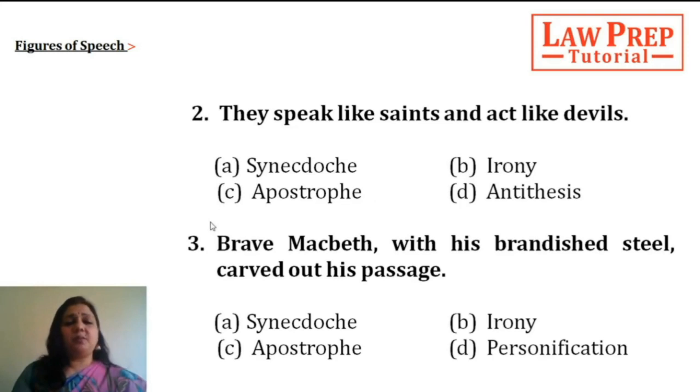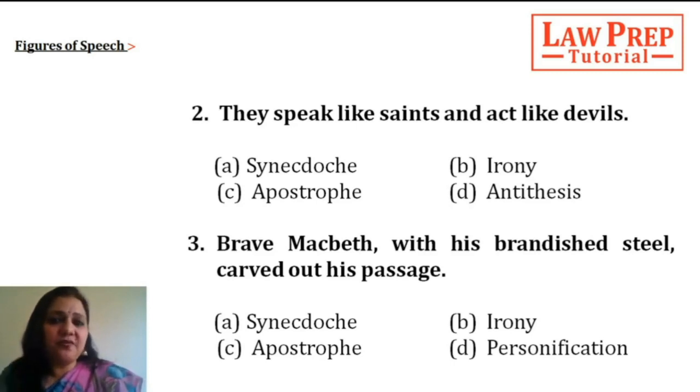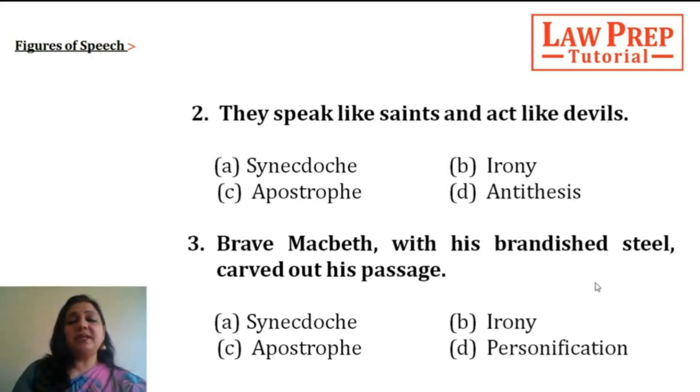"Brave Macbeth with his brandished steel carved out his passage." It means he took a piece of steel with him and carved out his passage. What does the word steel here stand for? Steel here stands for his sword, maybe his weapon, maybe his gun, maybe his pistol, whatever. These are all those wonderful literary devices you would find. I insist my students read the four tragedies of Shakespeare especially for literary devices. Brandished steel, the word steel here stands for the weapon he is carrying.